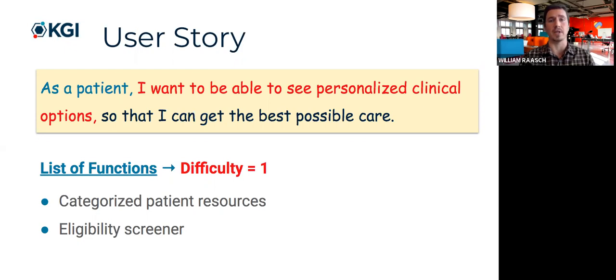Next, an eligibility screener. So something where the patient can just denote what kind of disease they have, what are the features that are most concerning to them, and then what are the features of some of the resources that they believe could be helpful to them. And so an eligibility screener might help them with that.